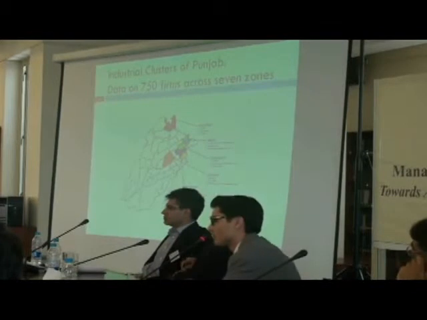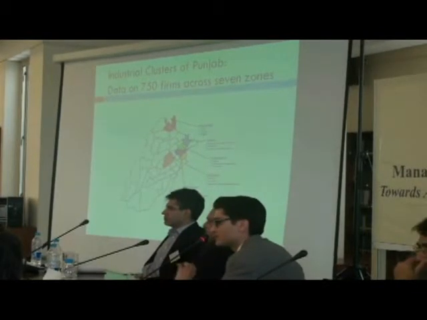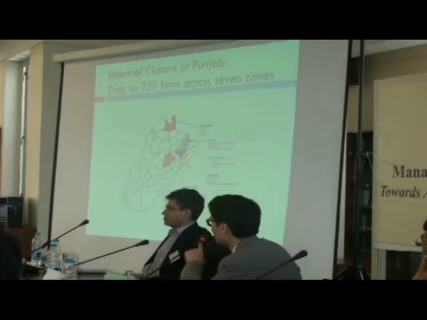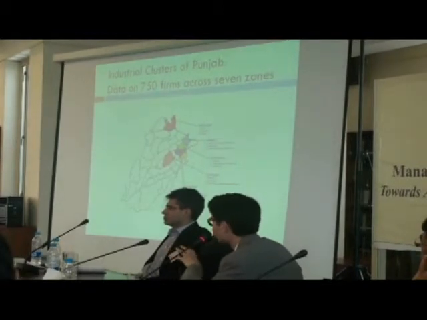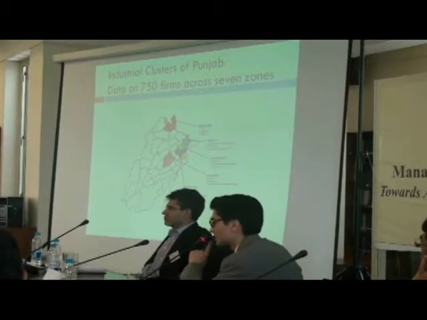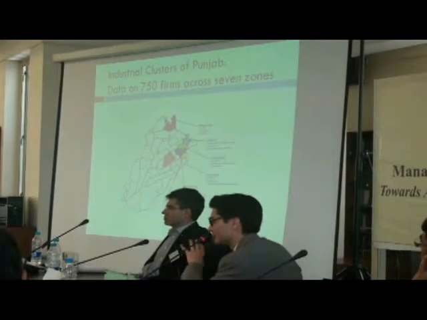So we looked at the 7 main industrial zones within Punjab. Here we have 6. The 7th one is Wazirabad, which is in the Gujranwala district. Interestingly, this covers the famous golden triangle where most of the manufacturing activity takes place in the country.